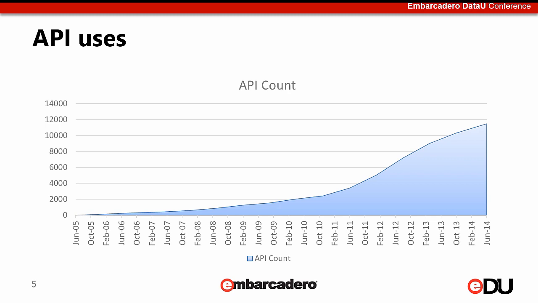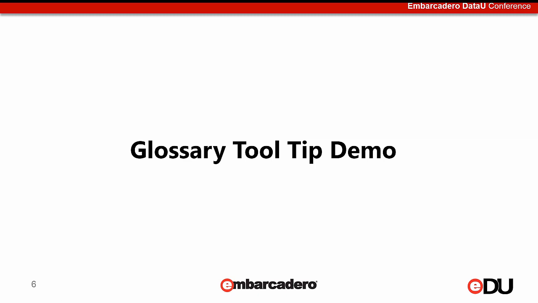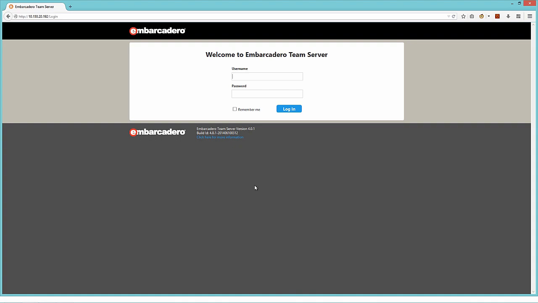As a short example of sharing data between your users or partners, I'd like to show you an example of an API call. We have a small app that runs inside a web browser and uses a special API call to fetch business glossary information from Team Server. So I'm going to switch to a web browser, and you can see the Team Server interface. I'm going to log in here.